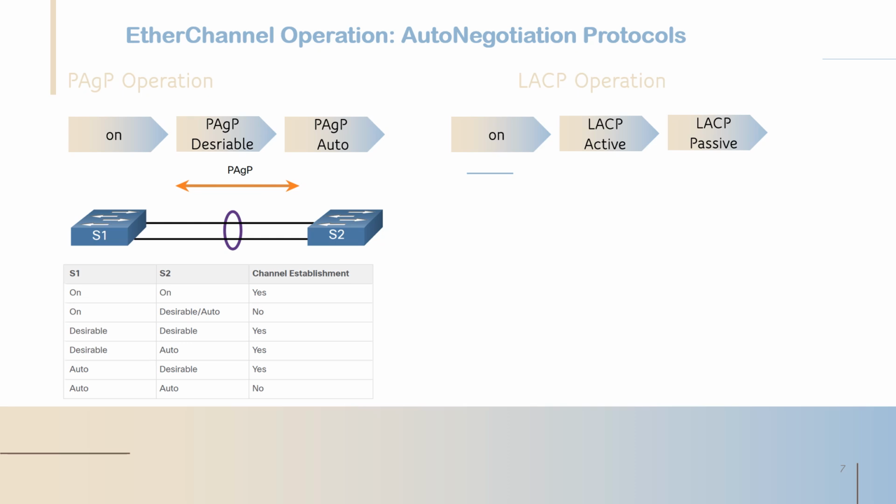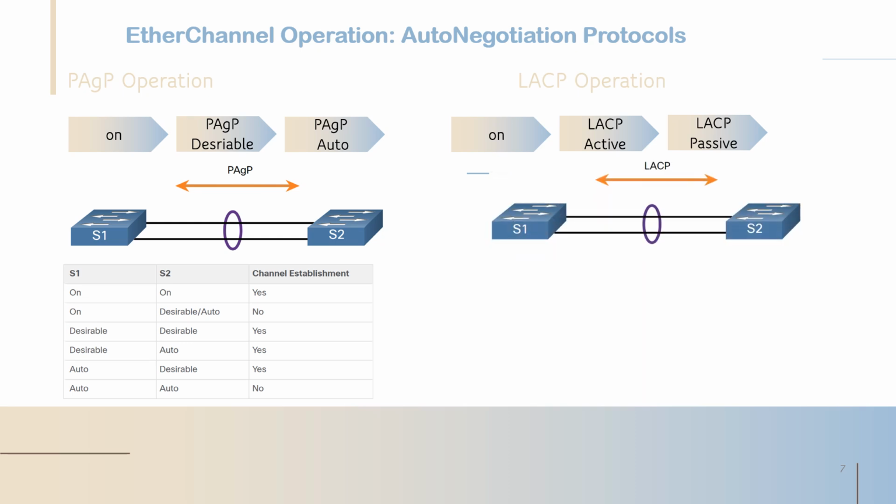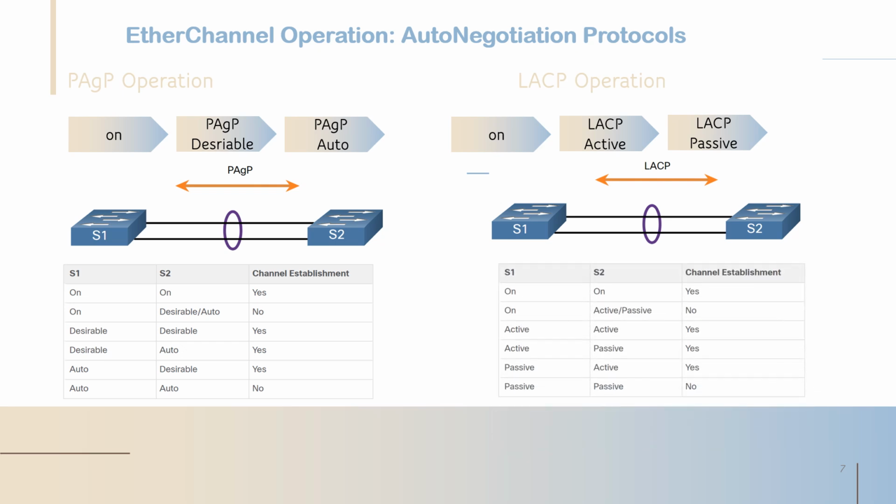And same as with PAgP, let's consider this figure where we have switch 1 and switch 2 establishing an EtherChannel by using LACP, depending on the mode setting on each side of the channel. Based on that, we have the table that shows the various combinations of the modes on switch 1 and switch 2 and the resulting channel established outcome.